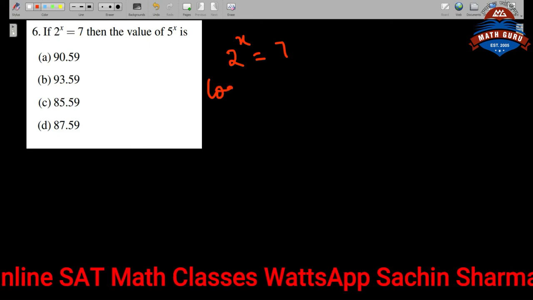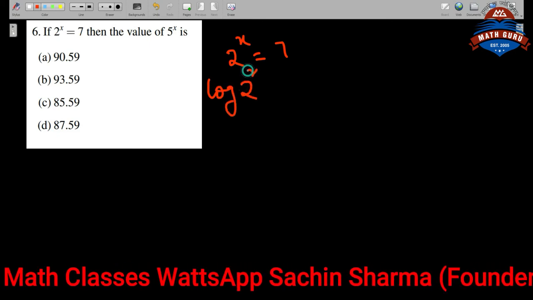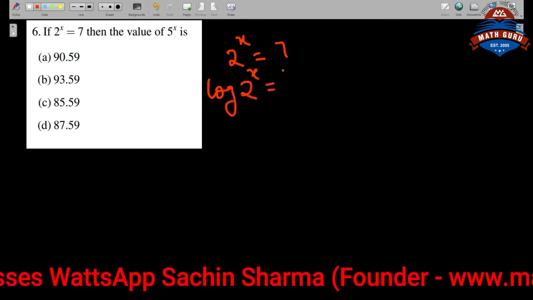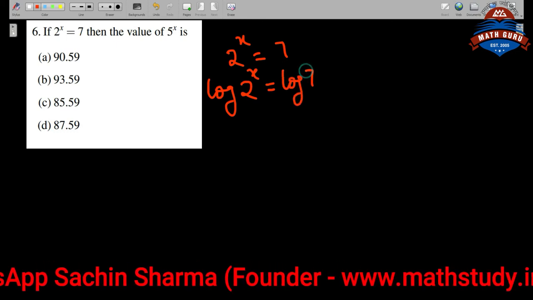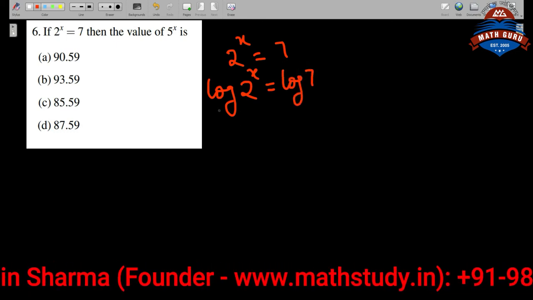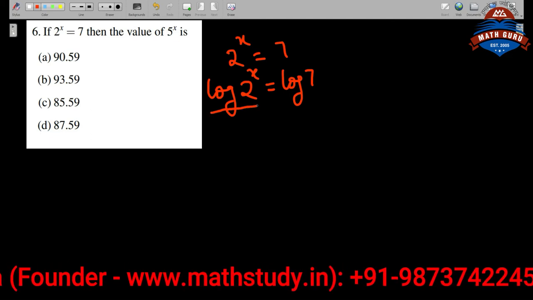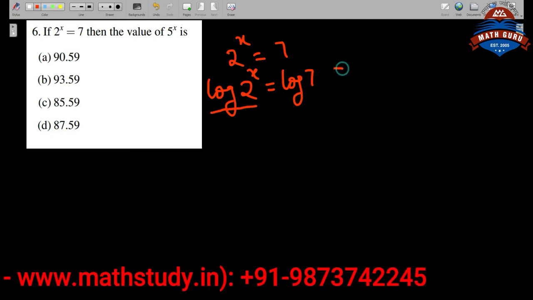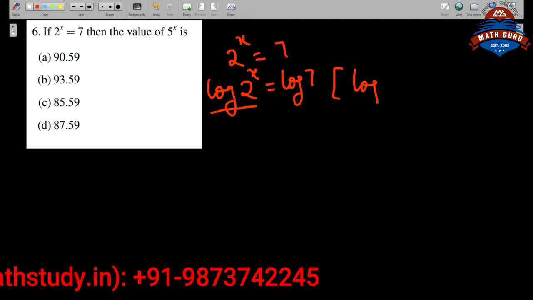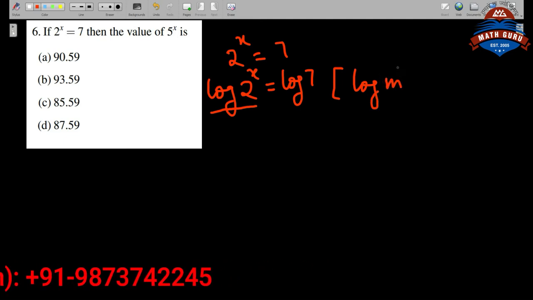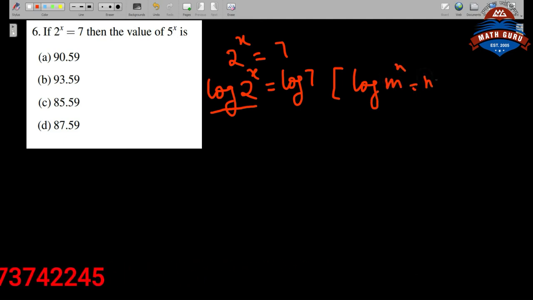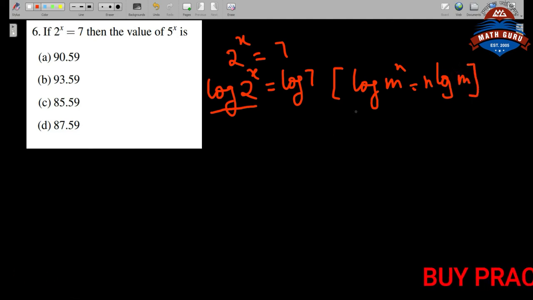Now taking log on both sides. So let us take log on both sides. We will get log 2 raised to the power x is equal to log 7. Very simple, right? Here we have to use the property of log m raised to the power n, which is: log m raised to the power n equals n log m. So we have to use this particular property.